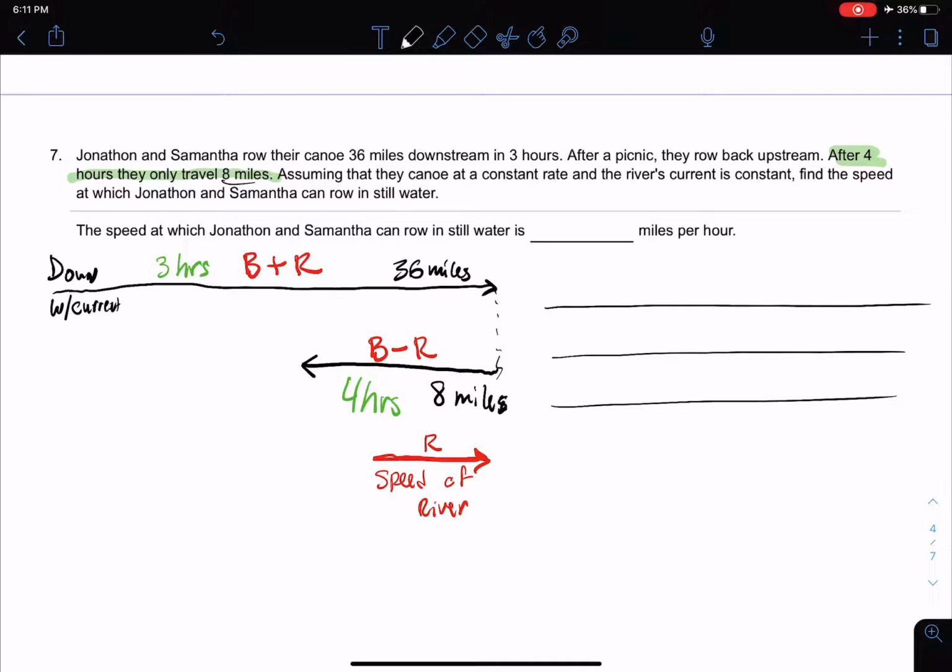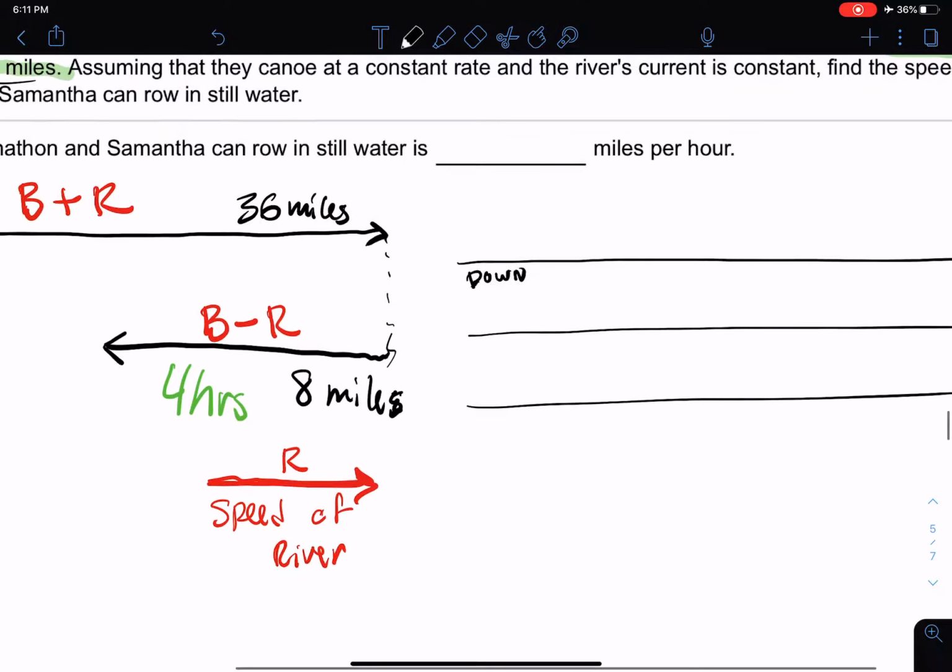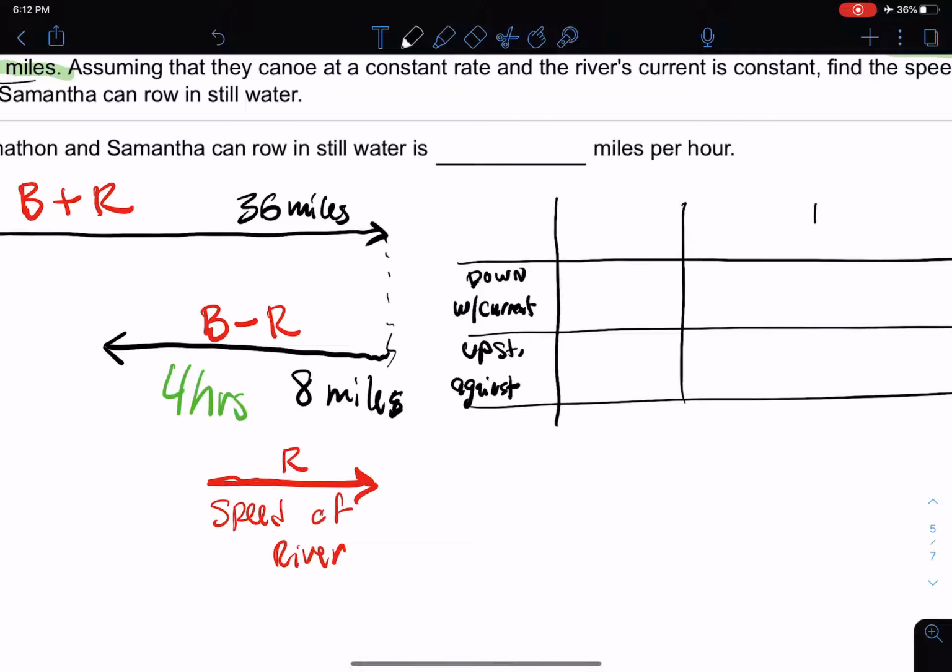So this is going to be downstream. And I also like to think of this as, like I said before, downstream is going to go with the current. And then this is upstream, which is against the current. Now remember, we have rate times time equals distance.